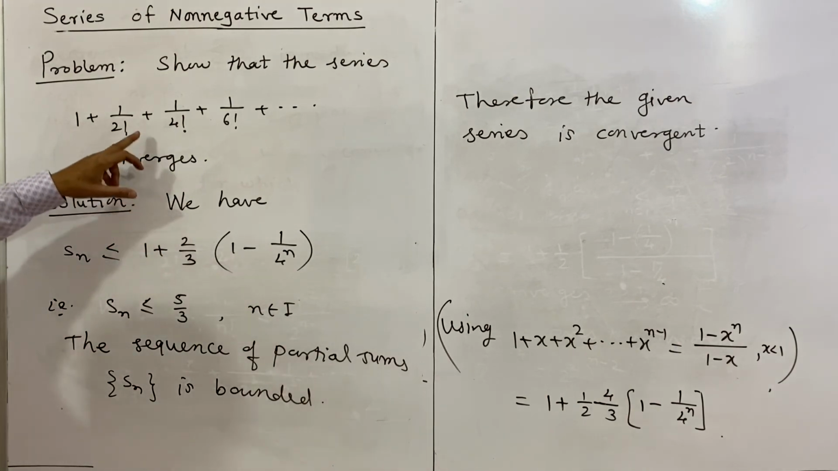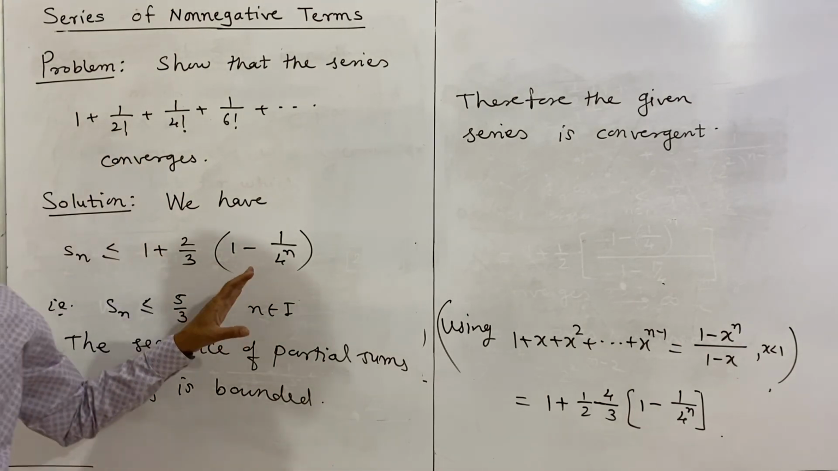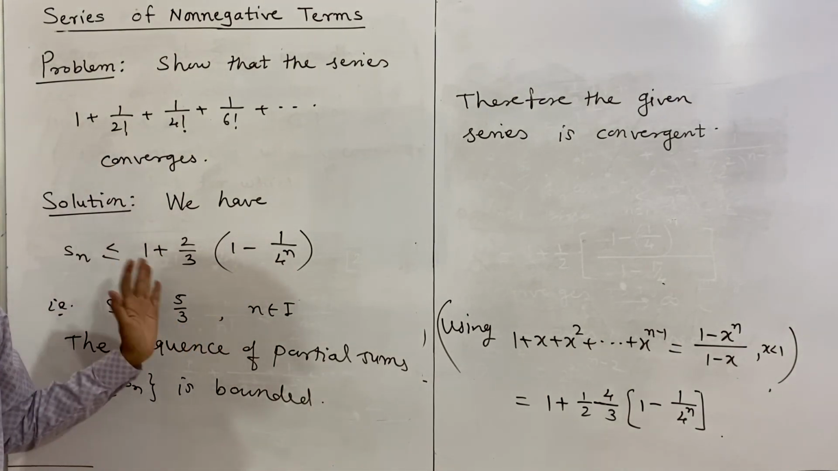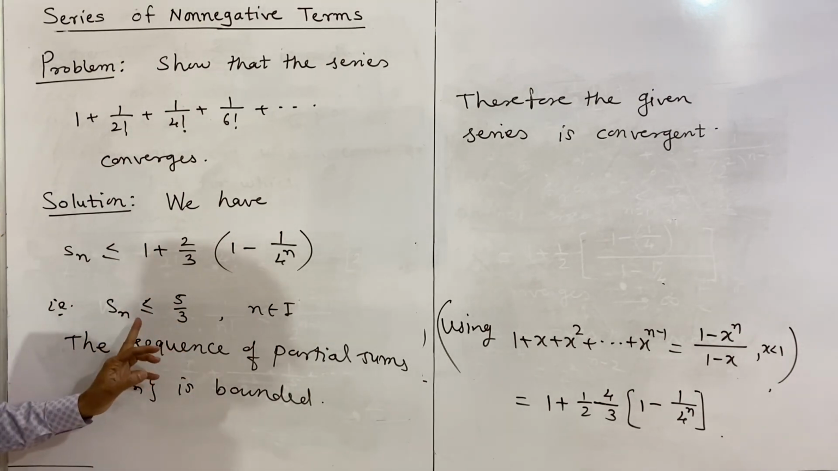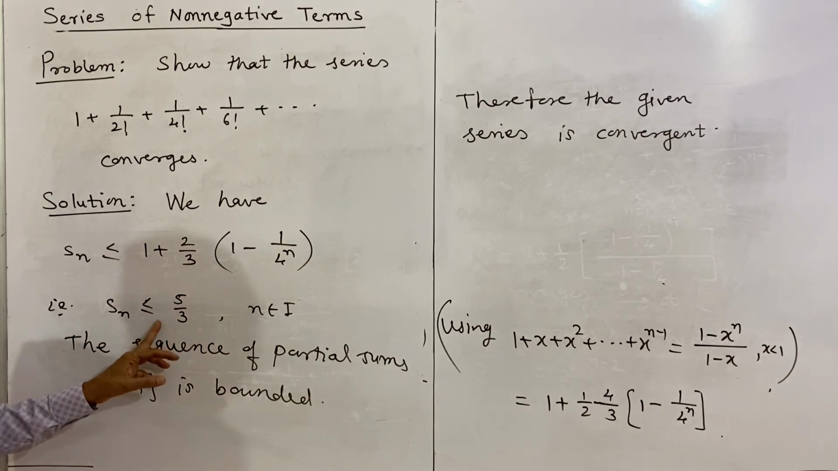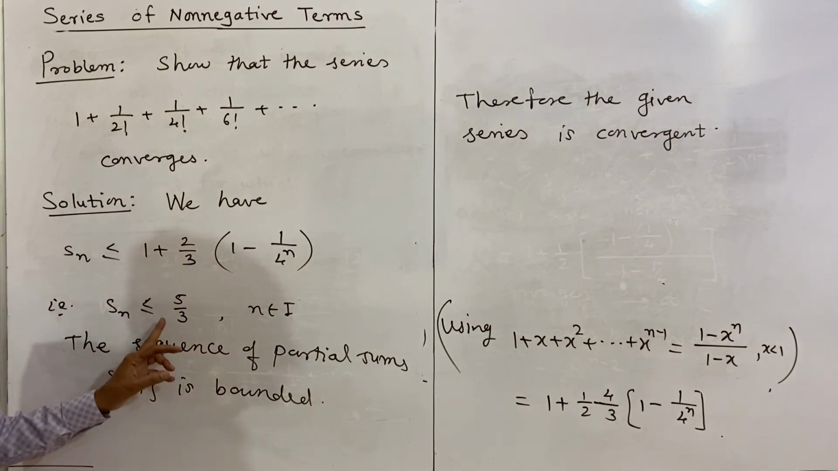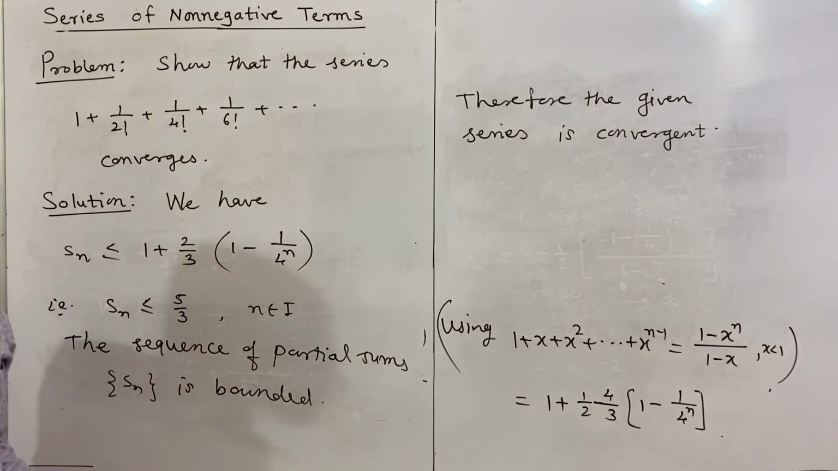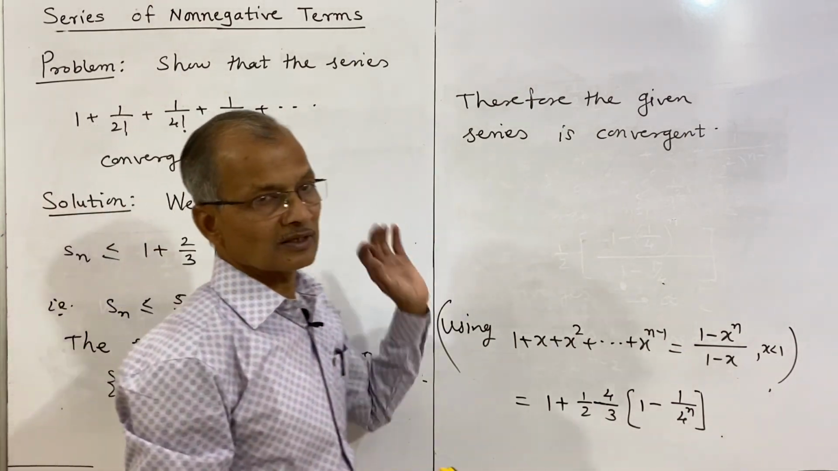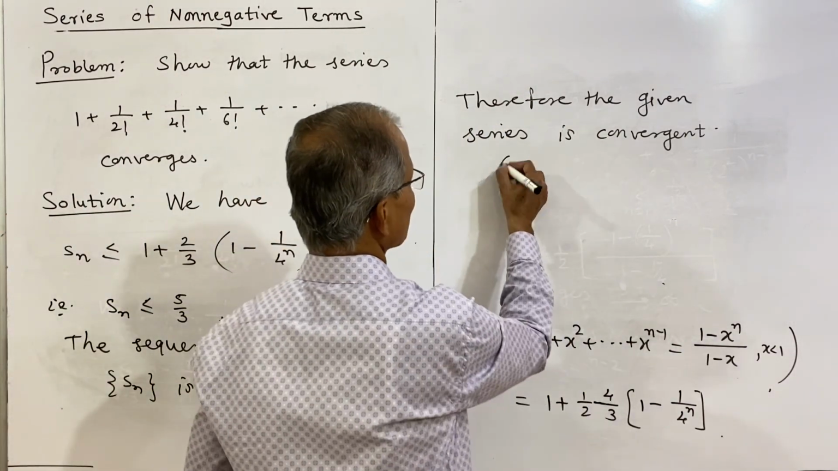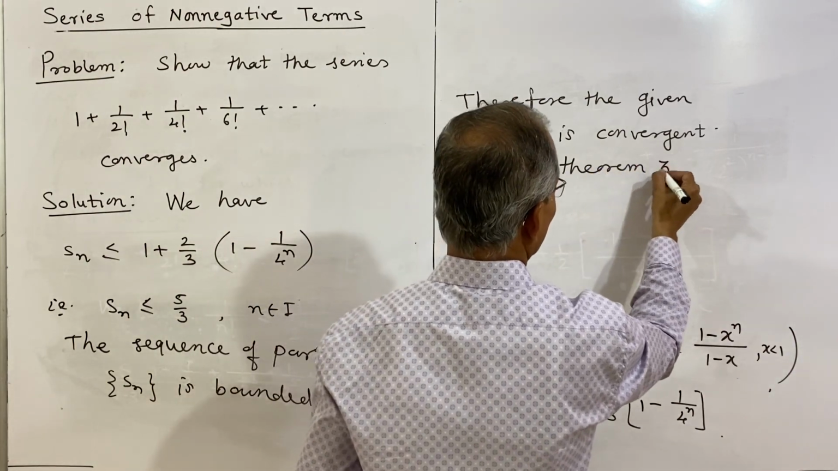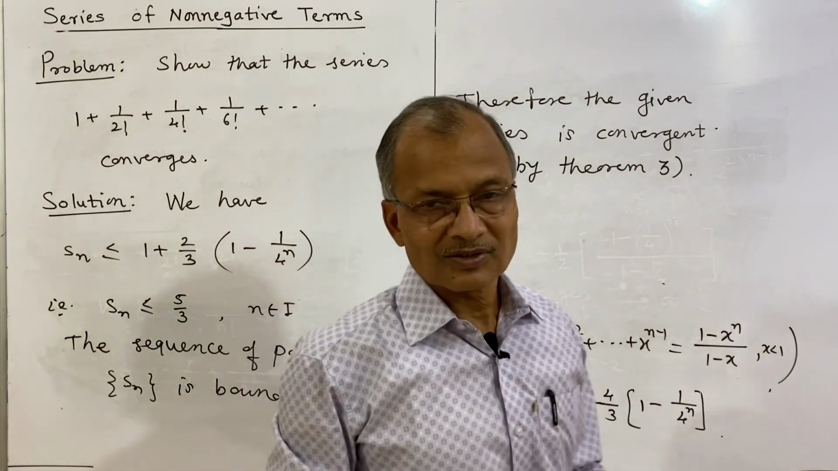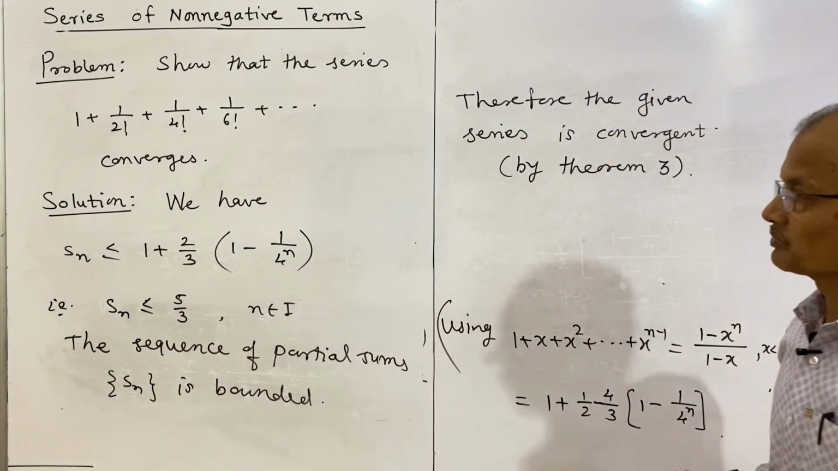So we have proved the series is convergent by taking its sequence of partial sums. We have shown the sequence of partial sums by comparison is bounded above. So Sn is less than or equal to 5 by 3, and if the sequence of partial sums is bounded, the series is convergent. This is by theorem 3 that we have proved in our earlier lecture. So thus we have solved this problem.